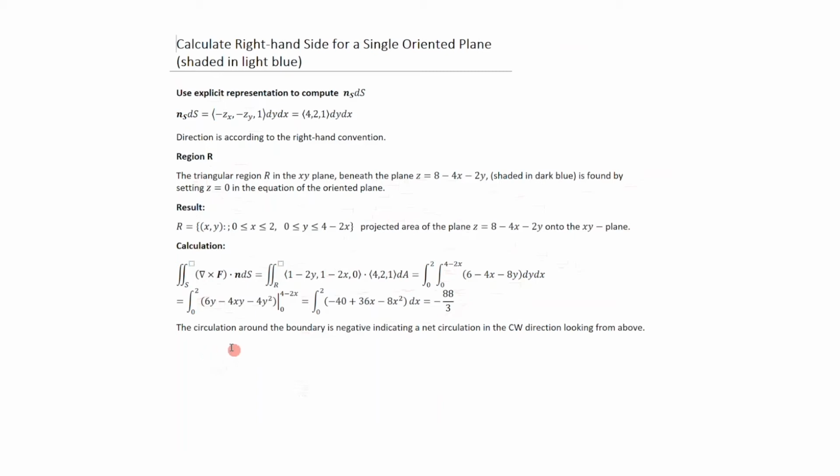So in this case, the circulation around the boundary is negative. We just arbitrarily went around in a counterclockwise direction looking from above, but we've ended up with a negative circulation, which means the circulation is actually going in the opposite direction, which means its net is in the clockwise direction.